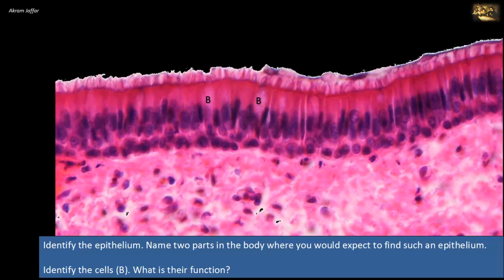Identify the epithelium. Name two parts in the body where you would expect to find such an epithelium. And then identify the cells B. What is their function?